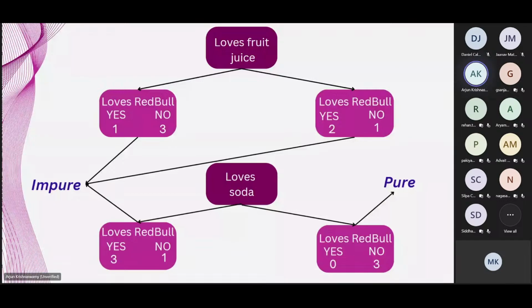So moving on, now that we have started off with a root node, we only considered Loves fruit juice and Loves soda as a criteria for splitting. We completely forgot about age, and we'll be taking that into consideration in some time.